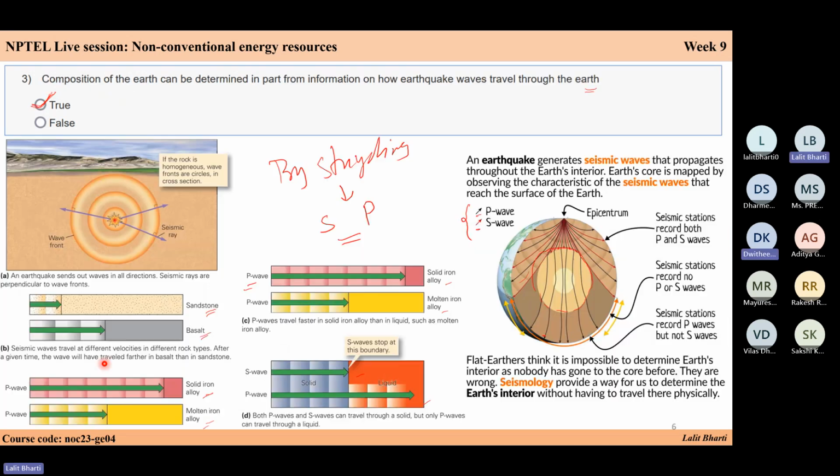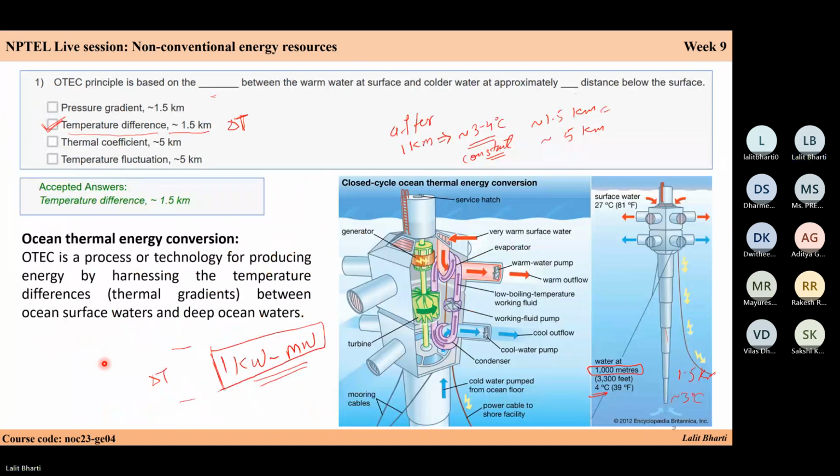That is why it is not a suitable condition, because at 5 kilometers your pressure will be huge. Your instruments or whatever machinery you are using will not withstand this pressure. So the second option is correct: the temperature difference at approximately 1.5 kilometers.